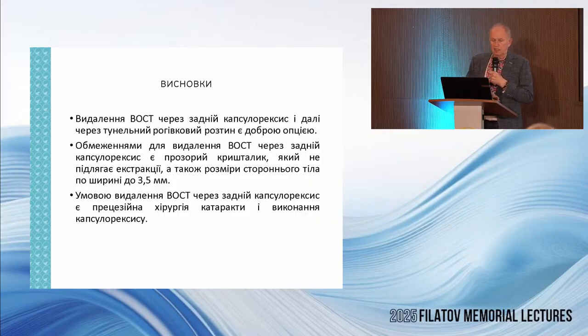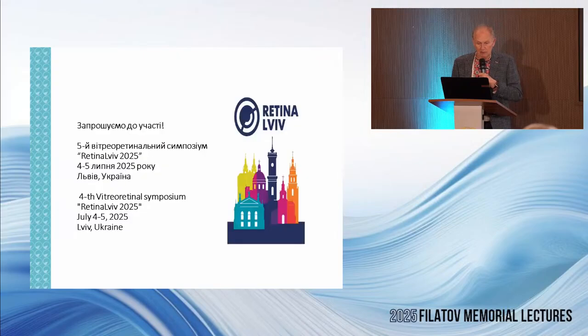So, what's the conclusion? Removal of the foreign body through posterior capsulorhexis is a good option. The limitations are transparent crystalline lenses, not subject to removal, and the size of the foreign body. The conditions of removal are the good functional status of the cataract and skills of capsulorhexis.